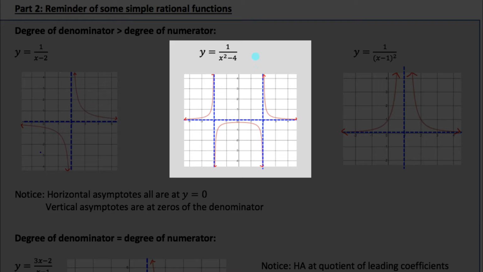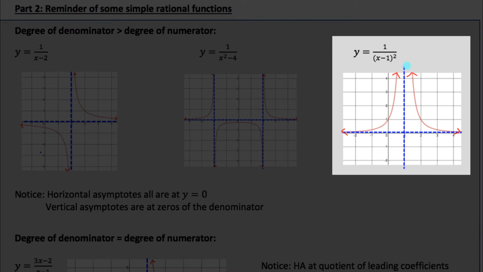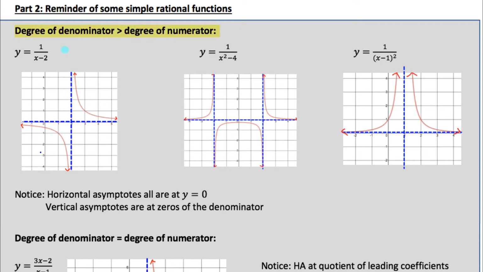Second function, denominator is degree 2, numerator is degree 0. And third function, denominator is degree 2 again, numerator is degree 0. So in all three scenarios, the denominator is higher degree than numerator, so horizontal asymptote at y equals 0.